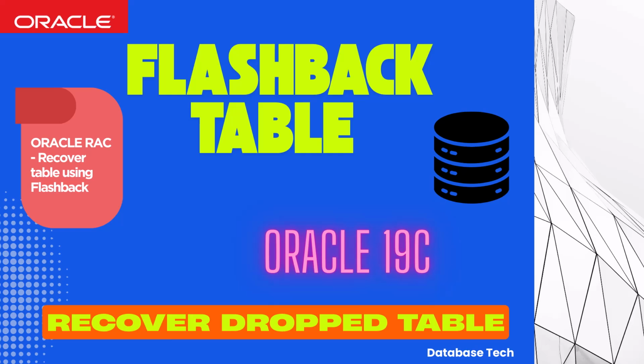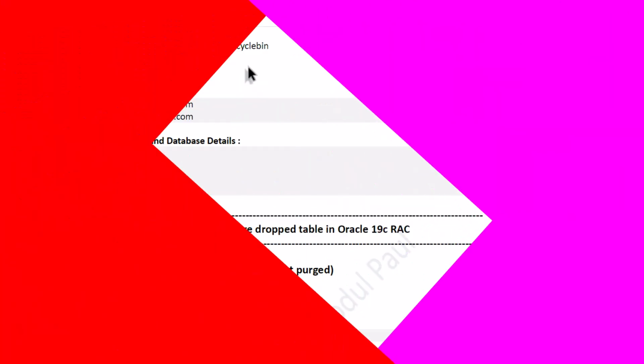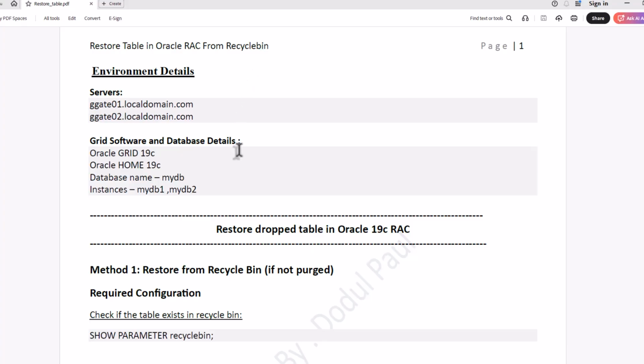In today's video, we'll learn how to restore a table that was dropped accidentally in an Oracle 19c RAC database. We'll use the recycle bin feature of Oracle database for this demo. This is a beginner-friendly practical demo, so we'll walk through every step. Let's quickly look at the environment used in this lab.